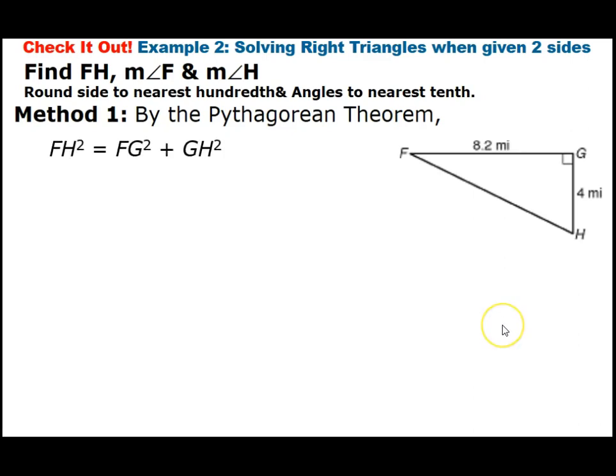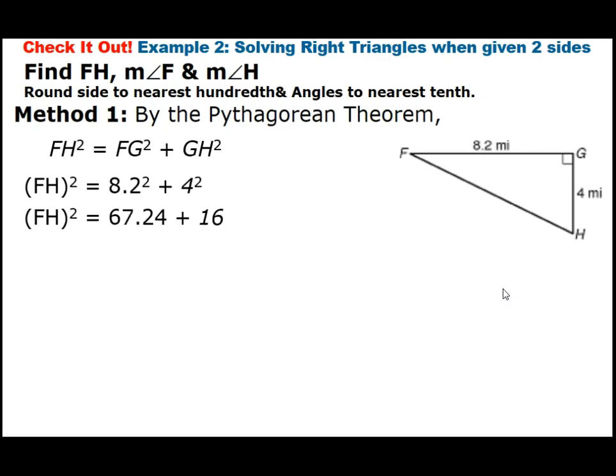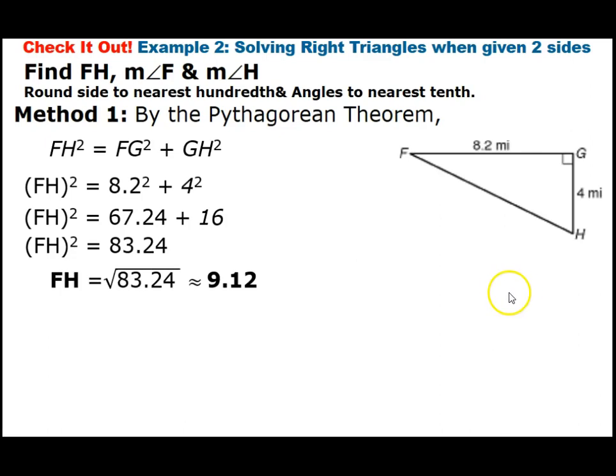So now I went ahead and set this problem up. We don't have the hypotenuse. We do have the two sides though, so we have A and B. So we're going to do 8.2 squared plus 4 squared. That gets us 67.24 plus 16. We're going to add those two together. Then we're going to take the square root of 83.24, and that gets us 9.12 for FH.